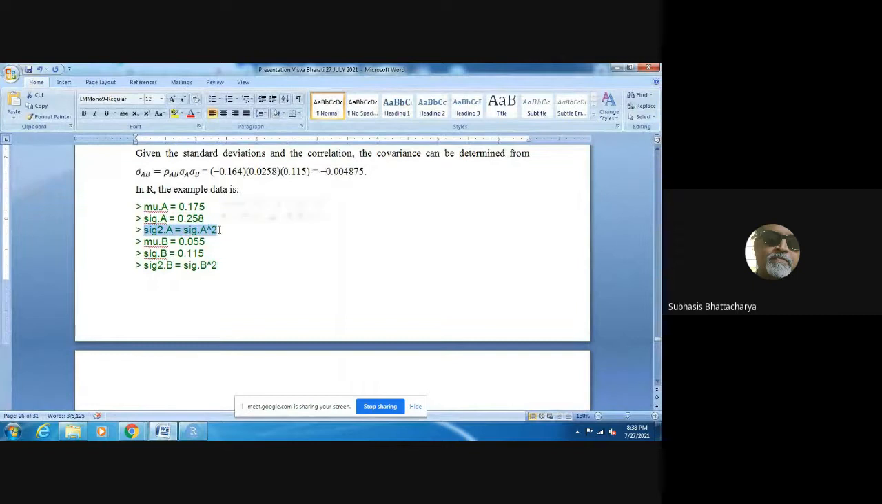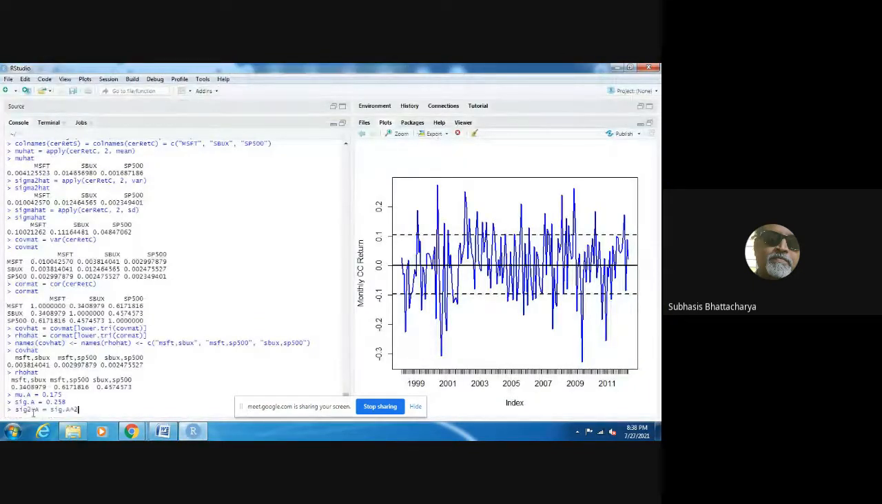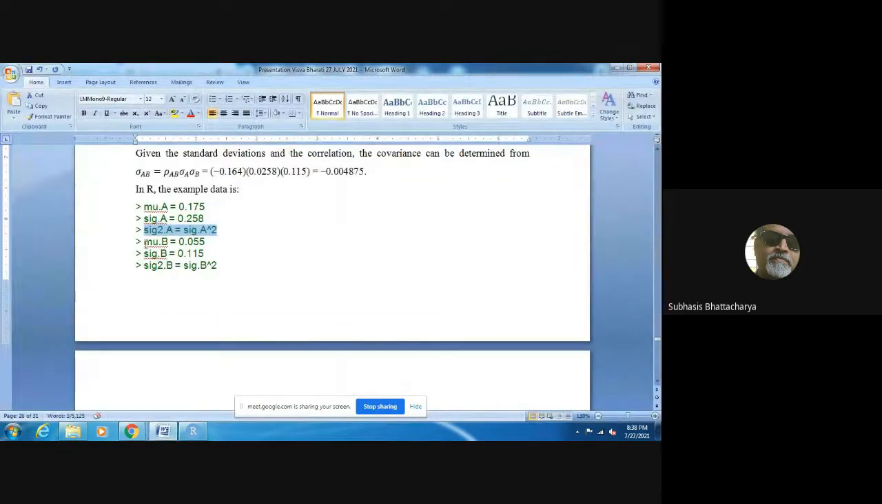This is the value of sigma square. Let me square the sigma A. And this is another asset.